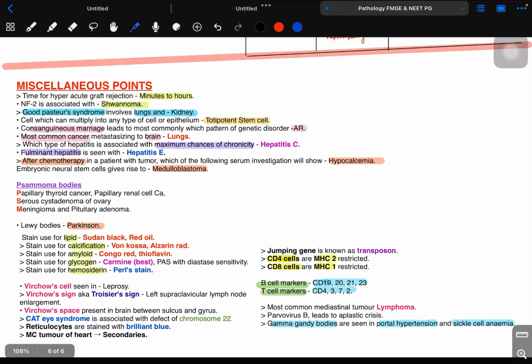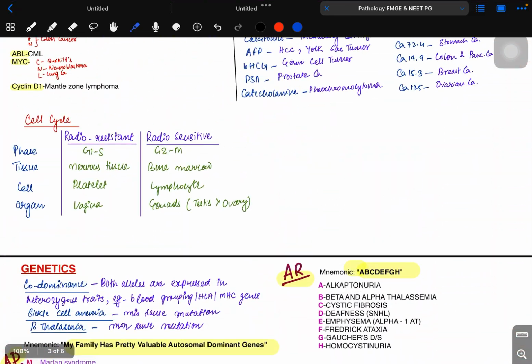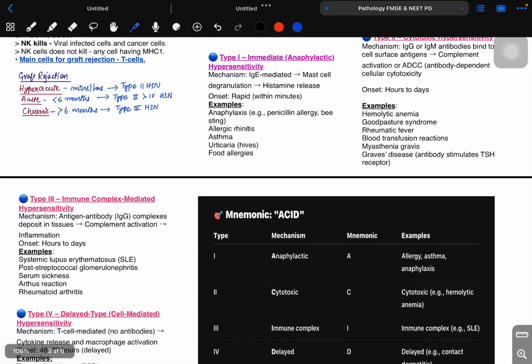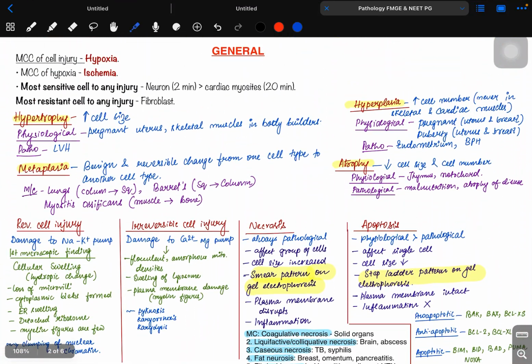So that's the end of our high yield points of pathology in just 5 pages. I have made ultra rapid revision videos for 11 subjects except pathology. So including pathology, there will be 12 subjects.